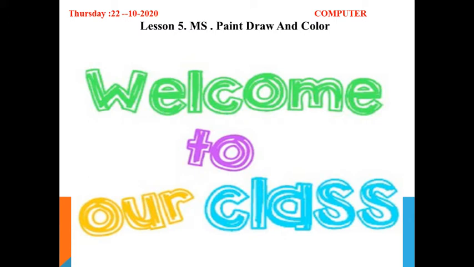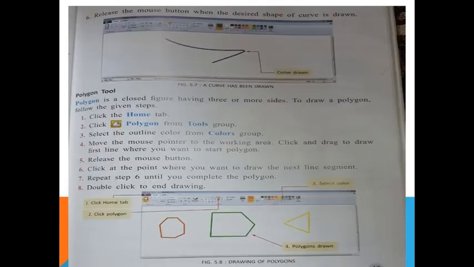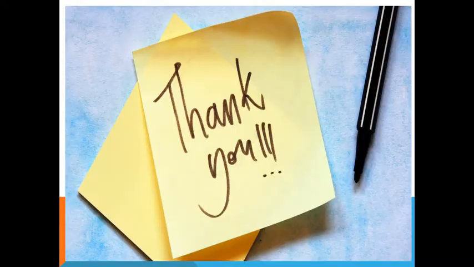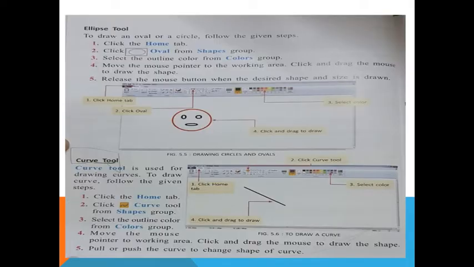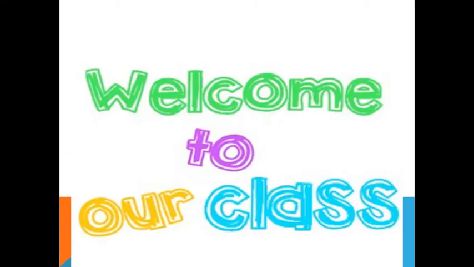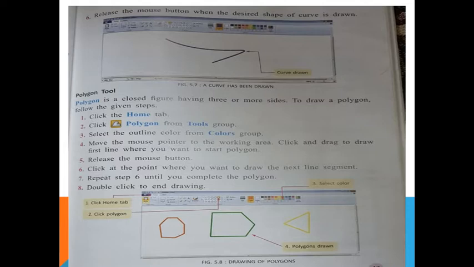Our lesson is 5, MS Paint, Draw and Color. So, we will continue the lesson. Previously, the last point was number 5, then we continue. Pull or push the curve to change the shape of the curve. After that, the sixth point is: release the mouse button when the desired shape of the curve is drawn.